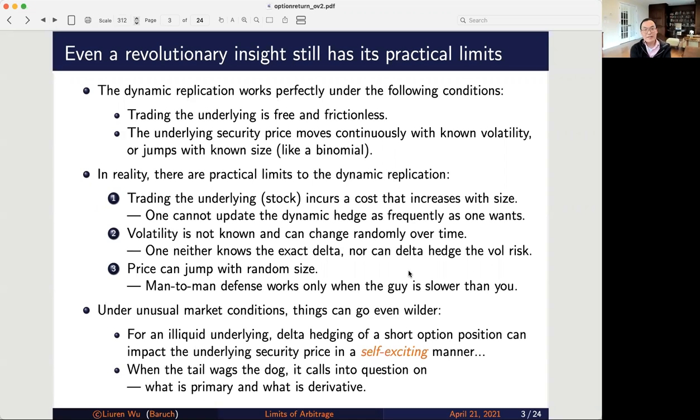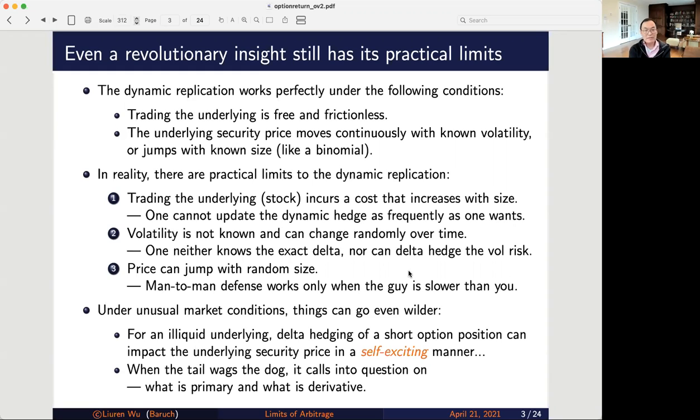So not only that, and especially during recent market events, we see some things that go crazy, right? If the underlying is not liquid, then delta hedging of a short option position itself can impact the security price in somewhat of a self-exciting manner. I think many years ago, people talked about portfolio insurance and its contribution to the market crash. And recently we have the GME, the GameStop stock example, where people buy these call options, which is driving the stock price up, those kinds of things.